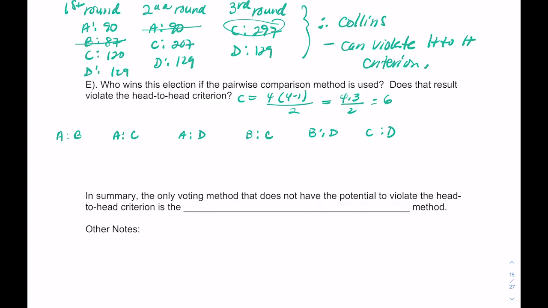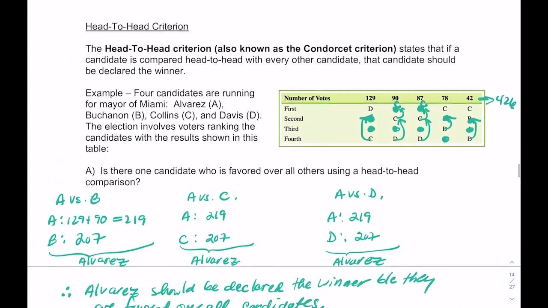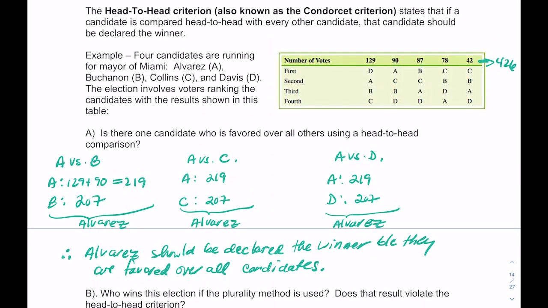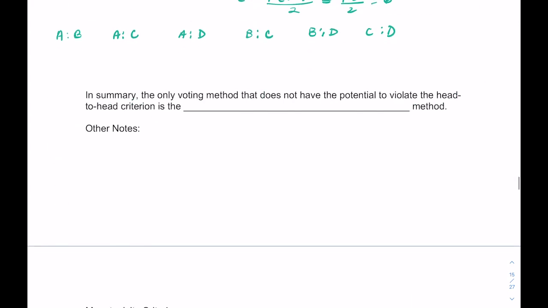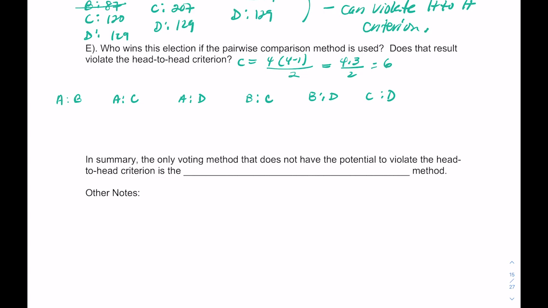What we're doing, for instance with A versus B, is looking at where A goes before B. Everywhere I highlighted, A goes before B. So for A, it's going to be 129 plus 90 votes. And to get B, it's just going to be 426 minus that total, because these are the columns where B goes before A. So 129 plus 90 gives me 219, and then 426 minus 219 is 207.